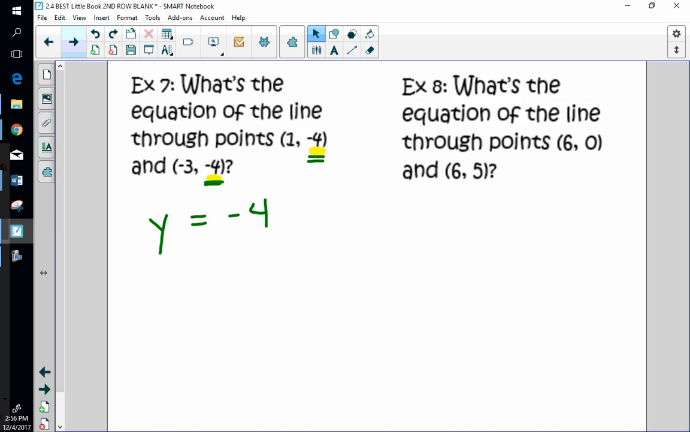On the last example on this row, what's the equation of a line that goes through points 6, 0 and 6, 5? And again, if you see a pattern, both those x coordinates are equal to 6. If those x coordinates are equal to 6, the equation of that line is x equals 6. And we're done. See how easy?